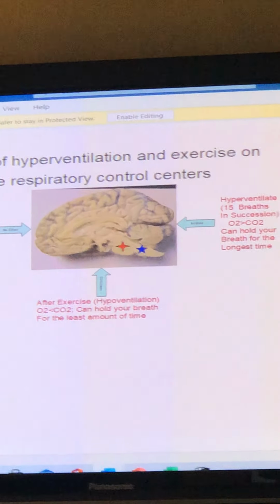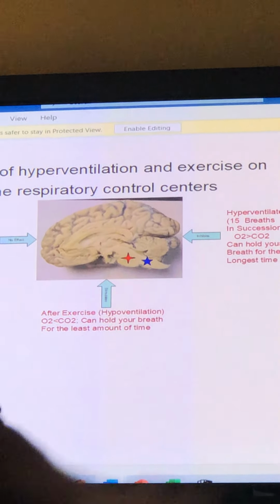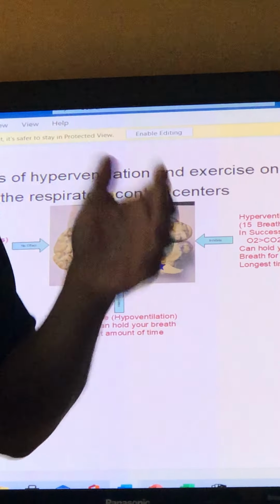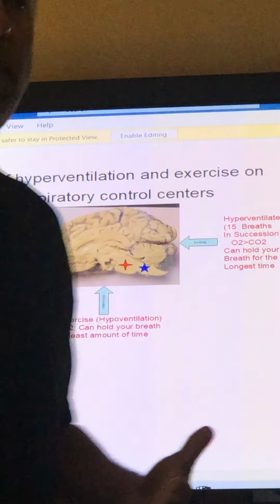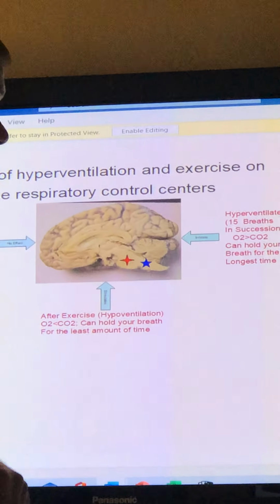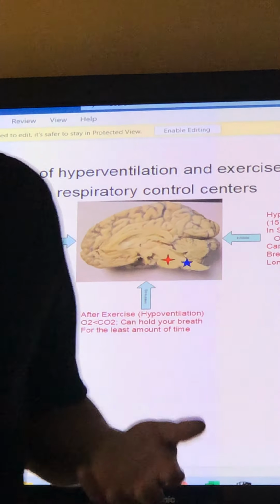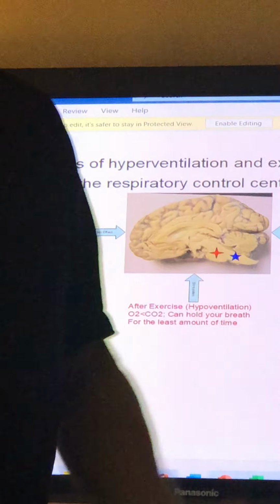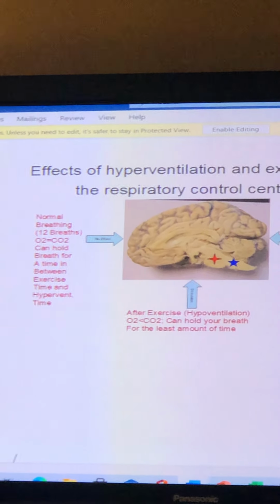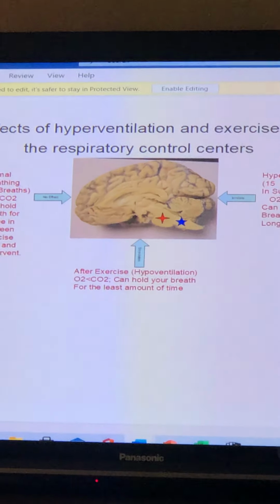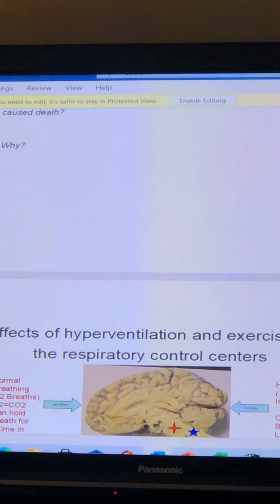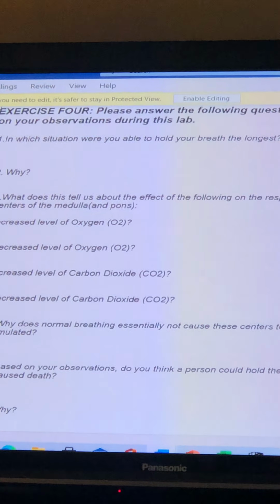If you hyperventilate, it's going to inhibit the medulla because your oxygen is already high enough in the blood, so it's going to tell you don't need to breathe right now. This is why you can hold your breath the longest here. And this little arrow says stimulates, because after you exercise, carbon dioxide's too high, oxygen is low, your medulla is going to be stimulated to make you breathe. So I'm going to back up here in a minute. This will help you out a little bit for the test possibly.